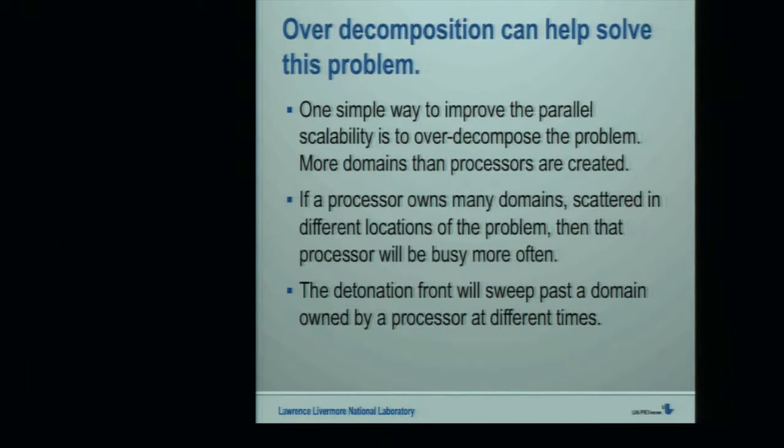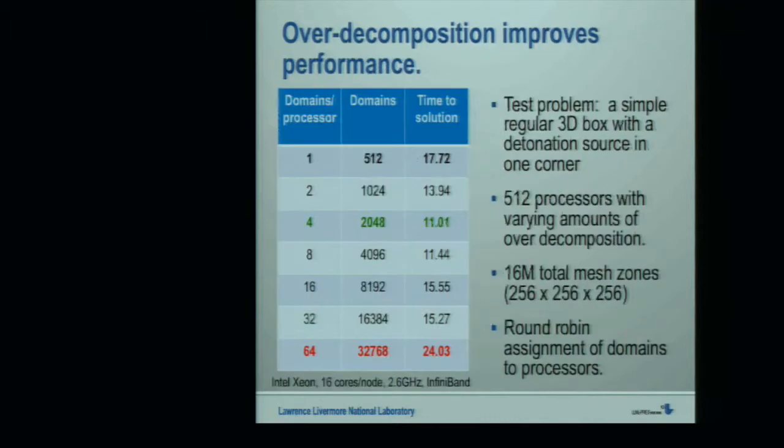But if they're scattered throughout, then as the detonation front goes through, a domain will have more chance to be busy because it'll intersect the front more frequently. A simple example where we did that: we took a problem, a cube, 512 processors, and increased the number of domains per process. With one, it got 17 seconds.